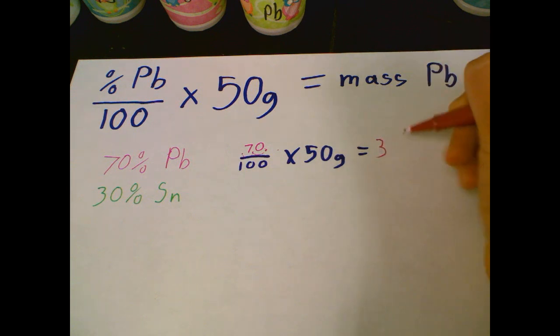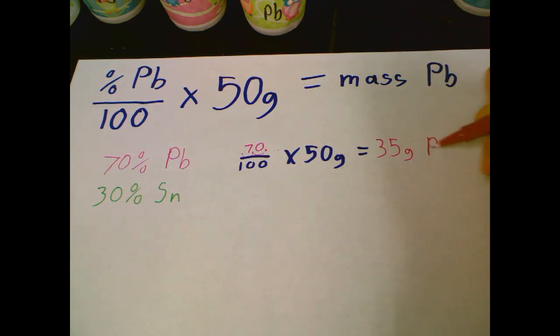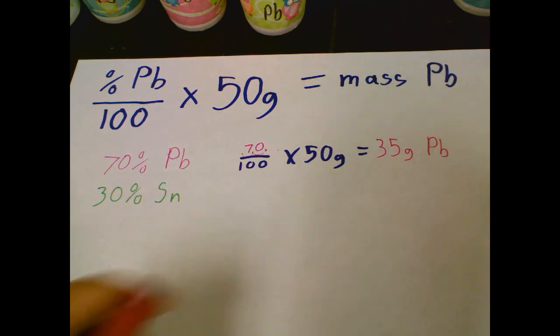So we have 35 grams of lead that we are going to need to mass out.